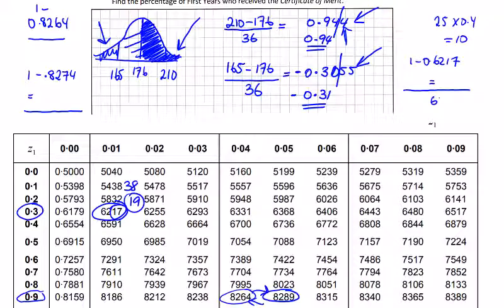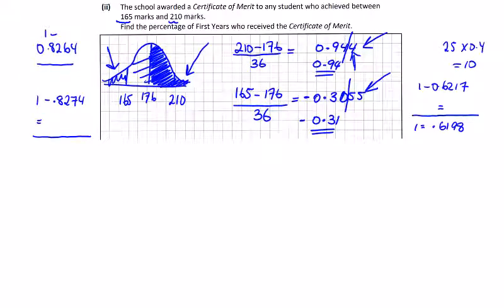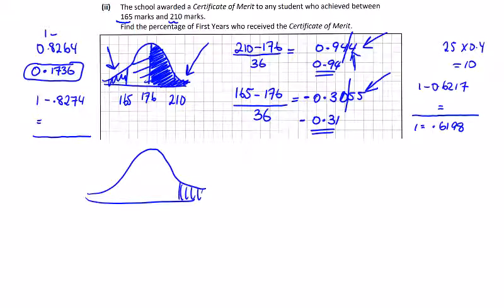6198 is exact. So let's have a look at the difference between the two. 1 minus 0.8264 is going to be 0.1736, the first value we're looking for. That was what we said was going to be in this tail up here, 0.1736, from a score of 210.